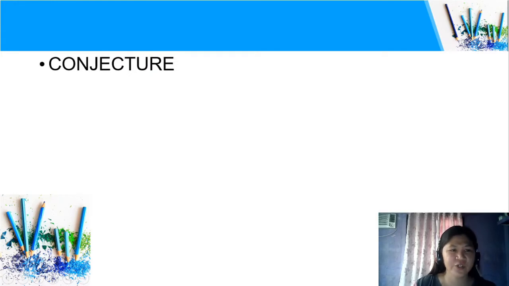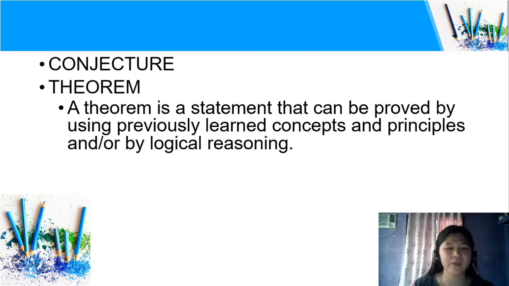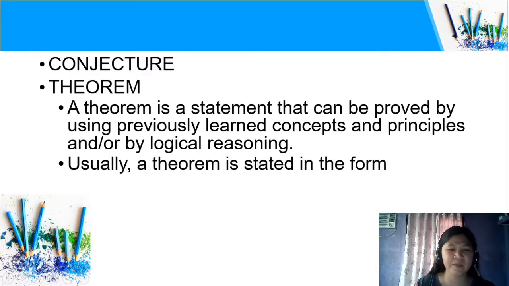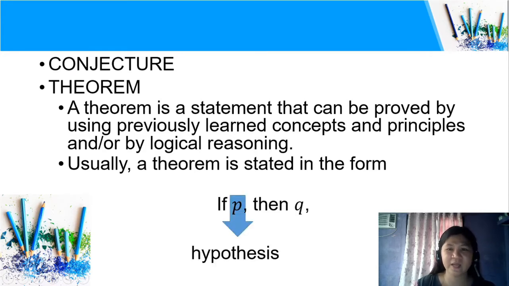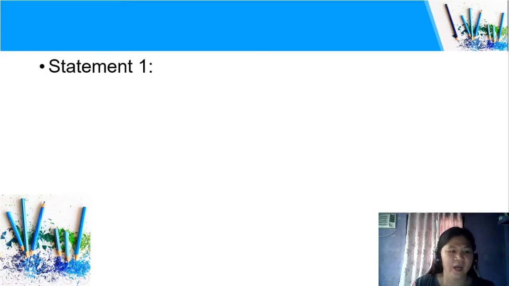Okay, in dealing with integers, one sees a pattern in a series of statements, and usually a conjecture, or a guess, follows. If a conjecture has been proven, we call it a theorem. A theorem is a statement that can be proved by using previously learned concepts and principles and/or by logical reasoning. Usually, a theorem is stated in the form if P, then Q, where P is the hypothesis and Q is the conclusion. In mathematics, we study statements or sentences which are either true or false, but not both.